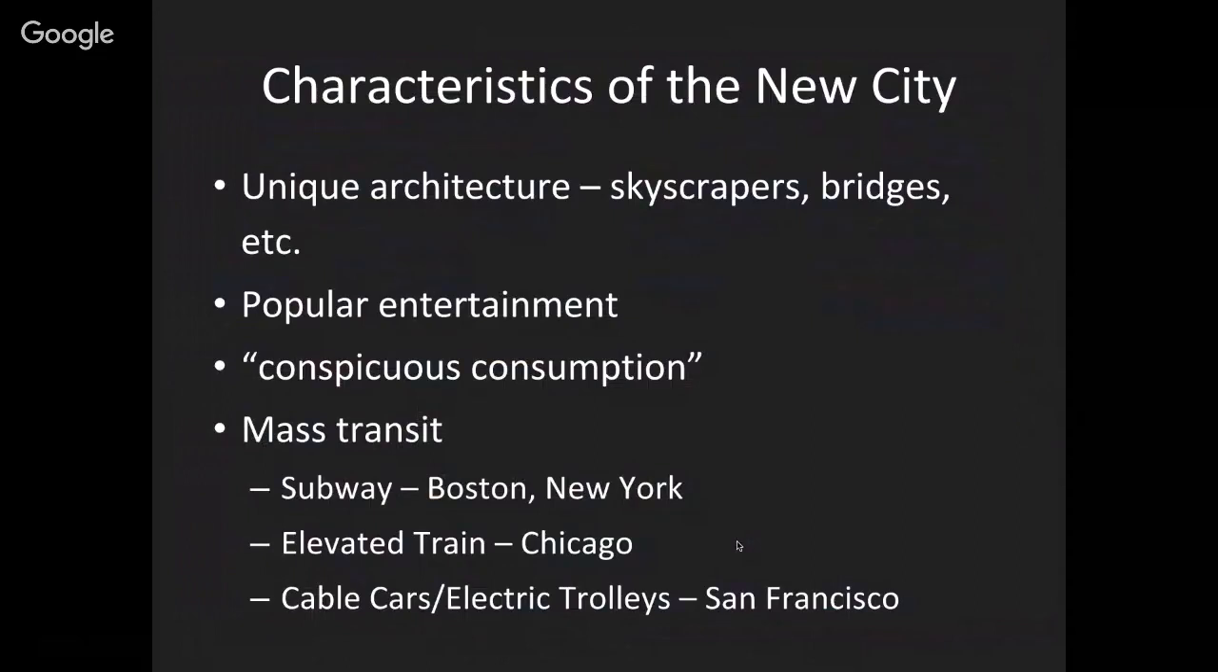So within these new cities, there's some things that are unique to these places that are worth pointing out. The first thing is architecture, things that we would say would be the definition of American architecture: skyscrapers, bridges like the Brooklyn Bridge, all of these things that are made of steel. That becomes kind of the American calling card for our architecture.